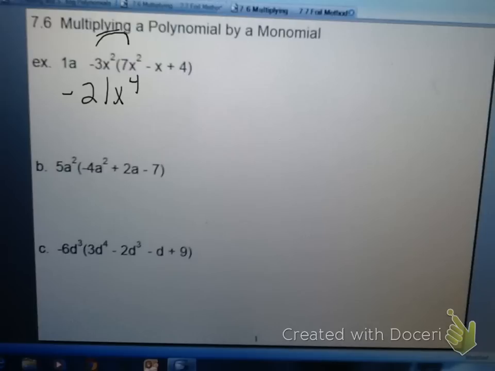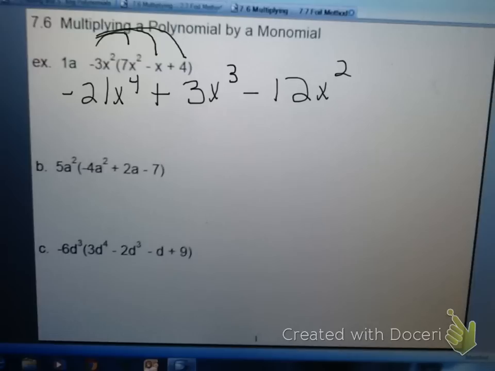Then we're going to multiply 3x squared times a negative 1x. Negative times a negative is a positive 3. Again, when you multiply variables, you add the exponents, so that's x to the third. And then negative 3x squared times a positive 4, that's a negative 12x to the second.